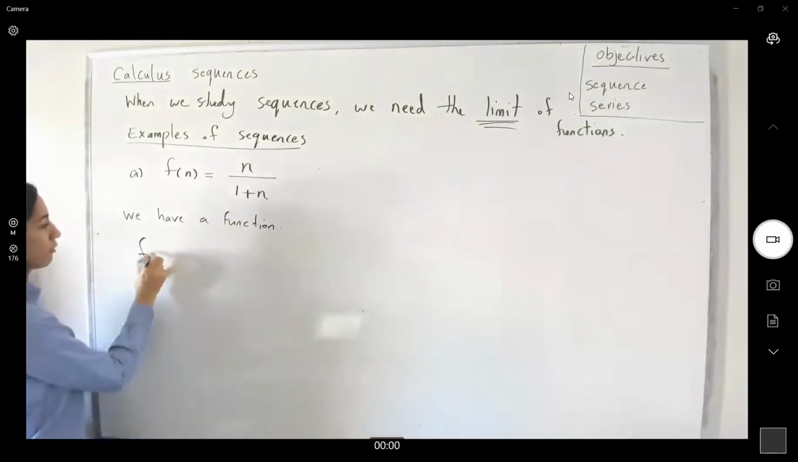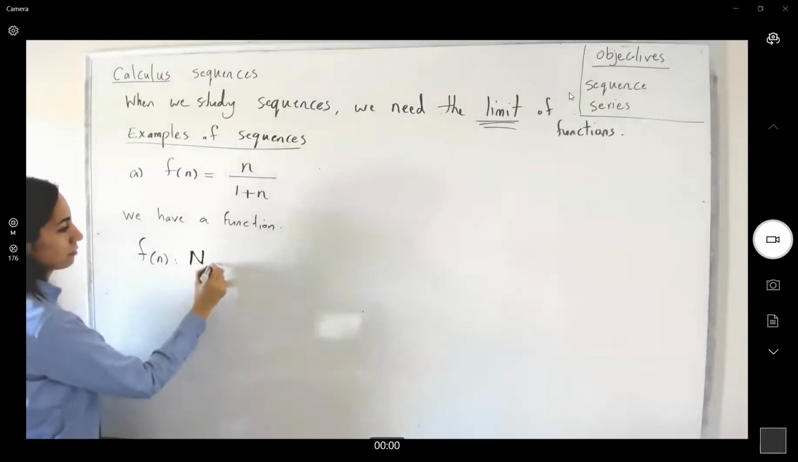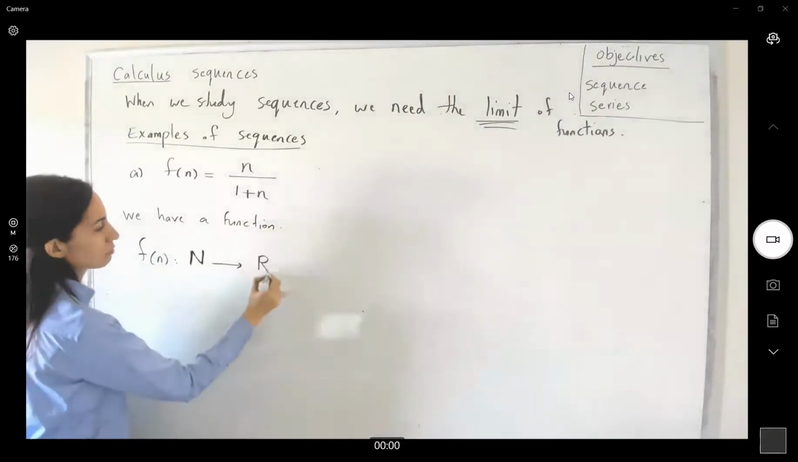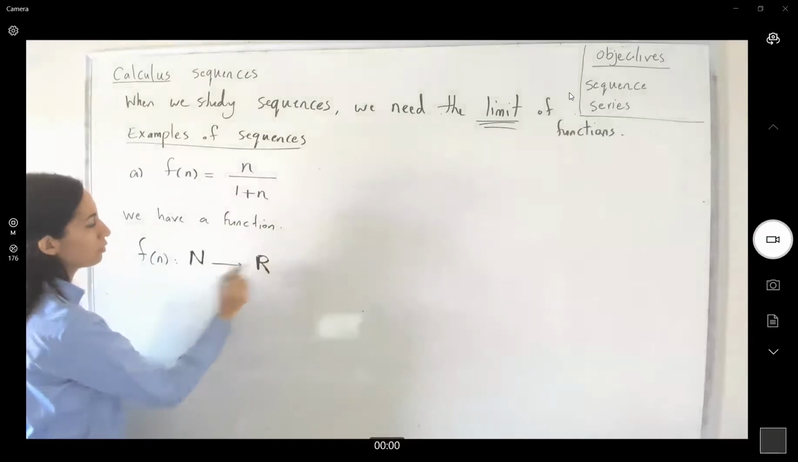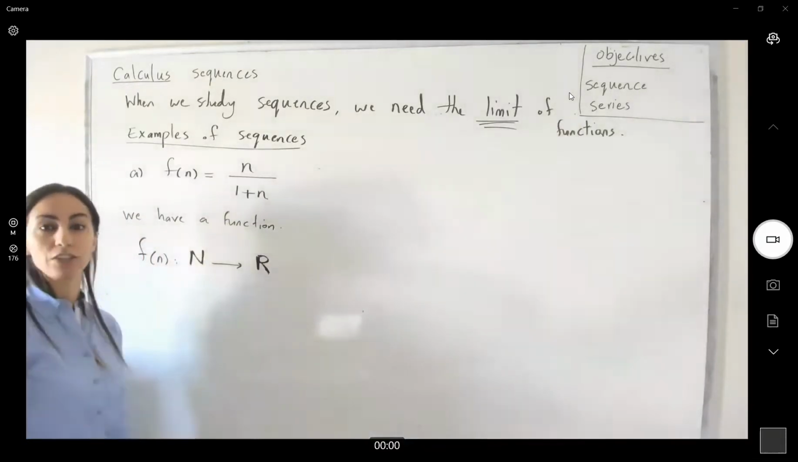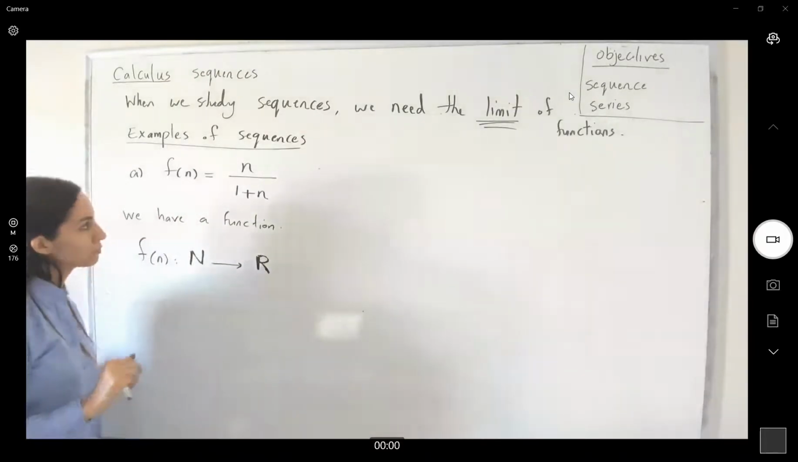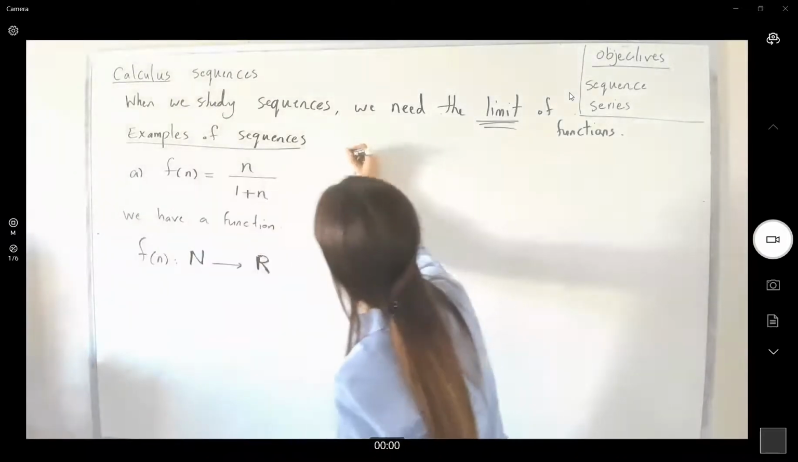This function f of n is defined from N to R. It means that it takes some values from N: 1, 2, 3, 4. If you don't have any restriction on the domain, you always assume that it starts from 1. So let's follow some steps.